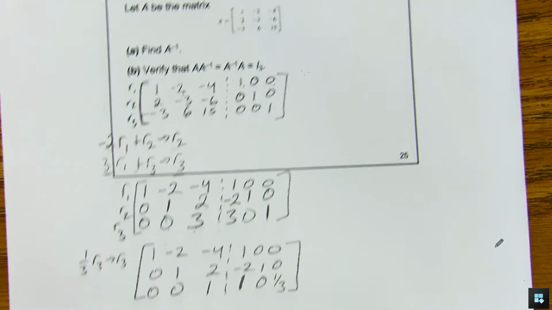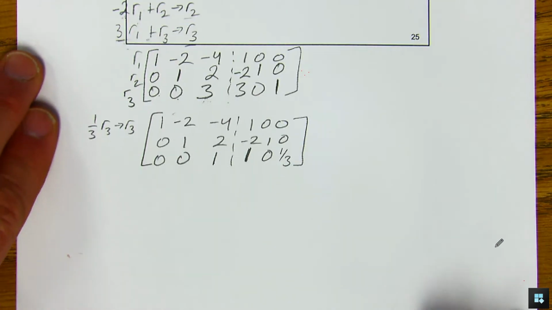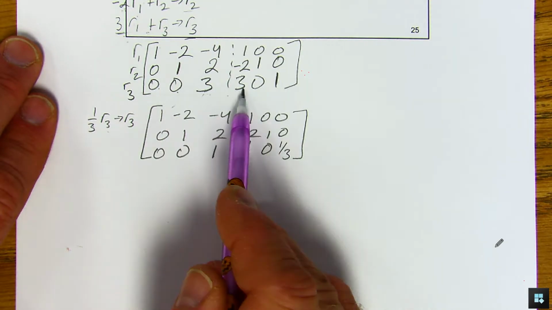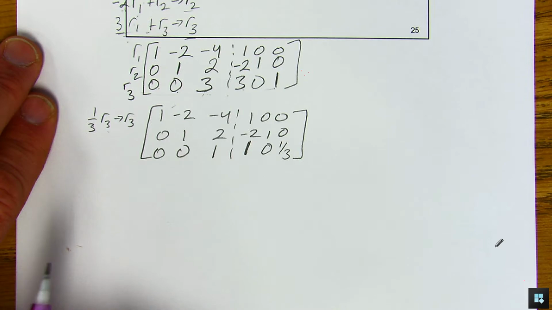Okay? Got to remember I'm slow. Sorry. So all I did is I took 1/3 of row 3. Here's row 3. I took 1/3 of it, so divided everything by 3, and that's what I get. Row 1 and row 2 didn't change.